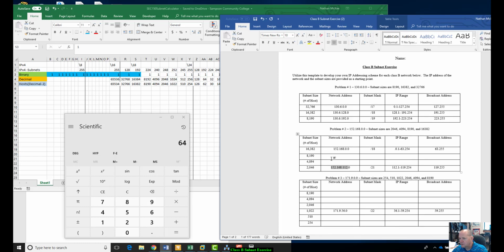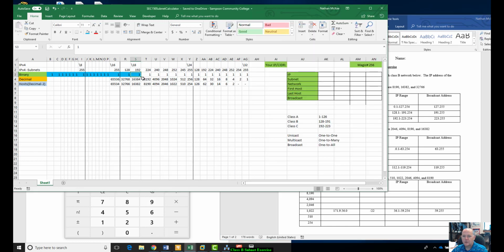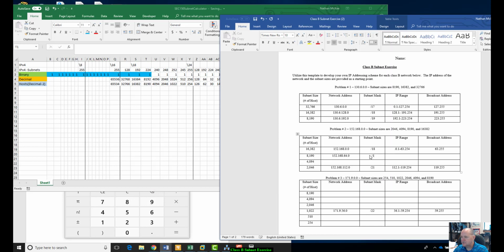All right, so if we knew 63.255 is the broadcast for that subnet, 152.168.64.0 is going to be the next one in line for that network. All right, we need 8190 hosts, so 8192 is going to be total. There's host right there. Add our blue highlight to that. That's going to be our network mask. All right, and that's not 18, but that's 19. We can put a \19.